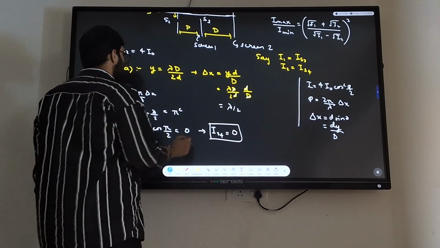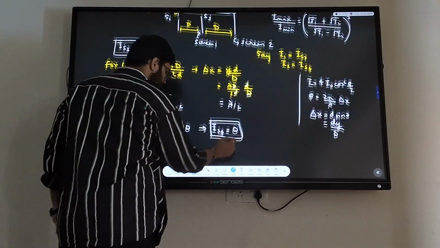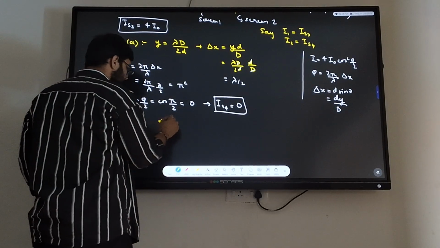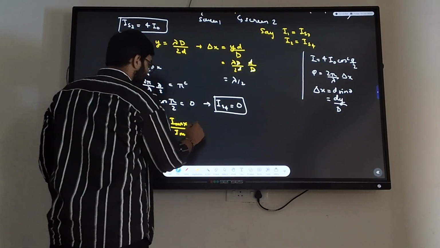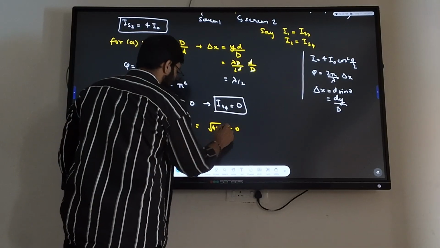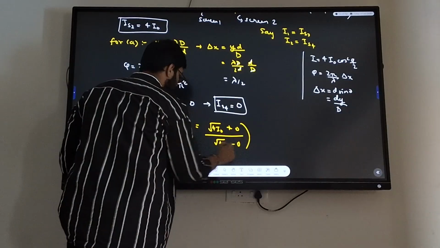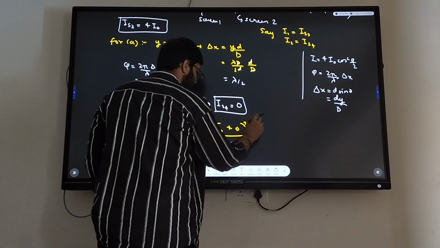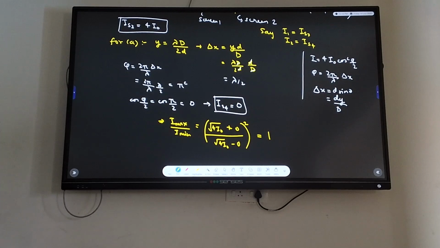So I got my I1 and I2. Now I can find my Imax by Imin. What is my Imax by Imin? That's root of 4 I naught plus 0 divided by root of 4 I naught minus 0, and take the square. And what will this come out to be? 1. Basically 1. Is it okay? Do you understand the steps that I'm using?